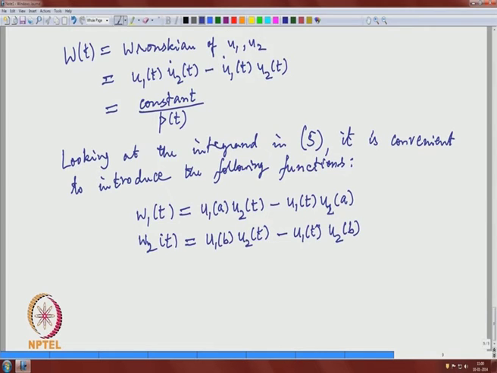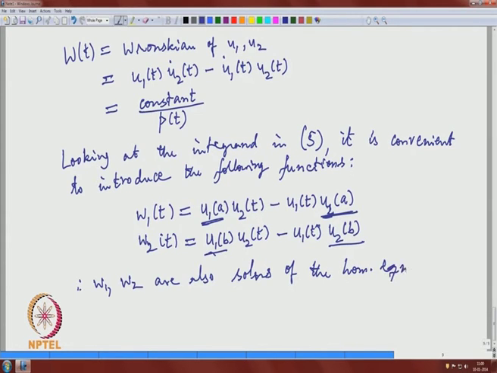And w 1 and w 2 are linear combinations of u 1 and u 2; these are just constants here. So they are linear combinations of u 1 and u 2. Therefore, w 1 and w 2 are also solutions of the homogeneous equation 3. So the right hand side is 0.